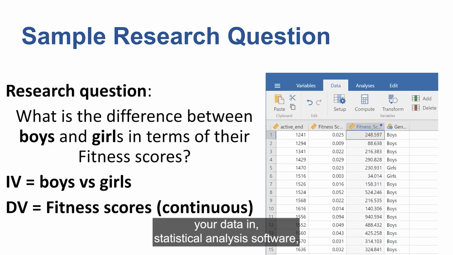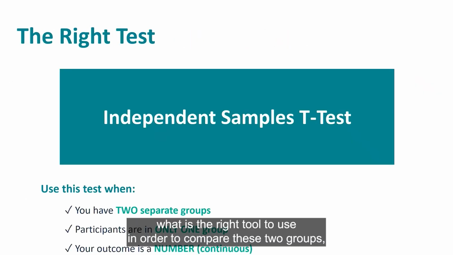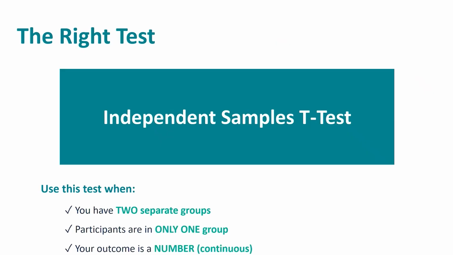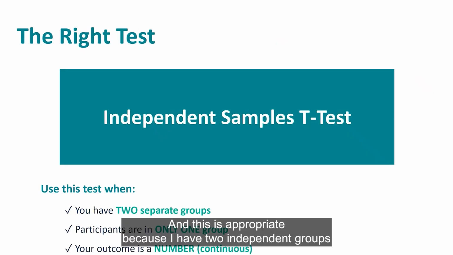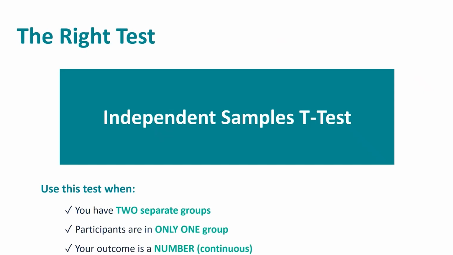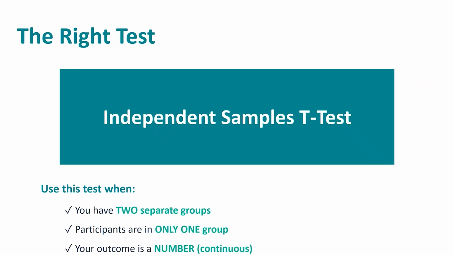a statistical analysis software. So what is the right tool to use in order to compare these two groups? The independent samples t-test is the appropriate statistical analysis to run. And this is appropriate because I have two independent groups where my participant can belong to just one group only, and my outcome variable is measured on a continuous scale.